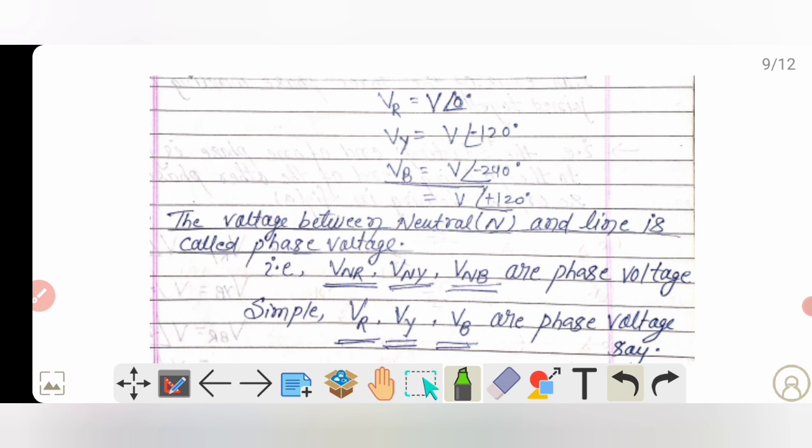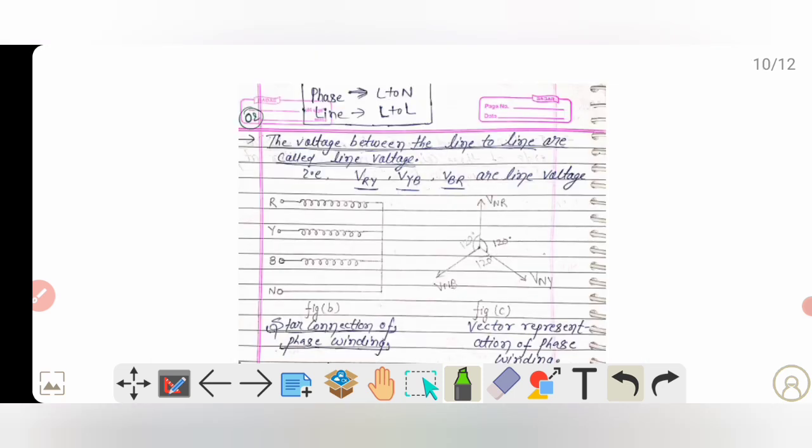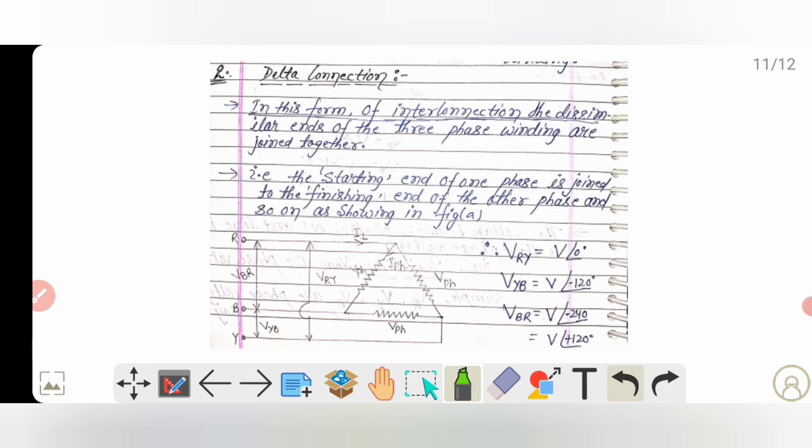Now my dear friends, we will discuss the next one. As you can see here, the star connection can be denoted either by using this diagram or by using this diagram. We know that the voltage between line and neutral is known as phase voltage, and the voltage between line to line is known as line voltage. Now my dear friends, we will discuss the next connection, that is delta connection, or we can say mesh connection. As you can see here, this is delta connection or mesh connection.